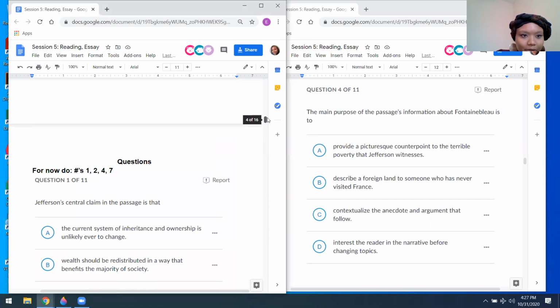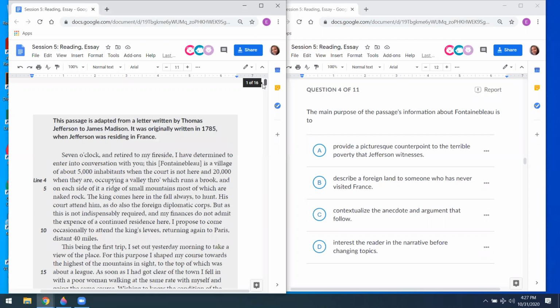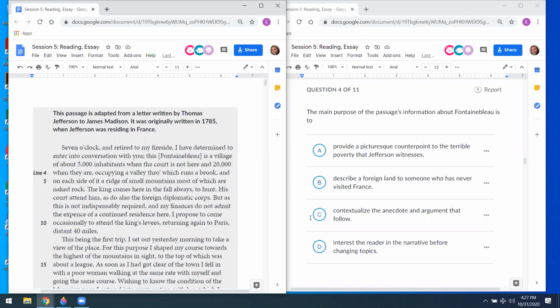So I'm just looking at other things. Wait, can you repeat the question? Sure. If we were to take off the part of the passage that includes the description or information for Fontainebleau, the village, how do you think that would change the passage?